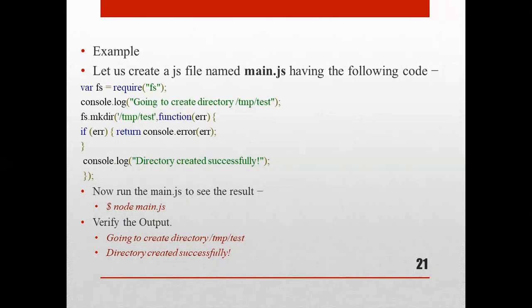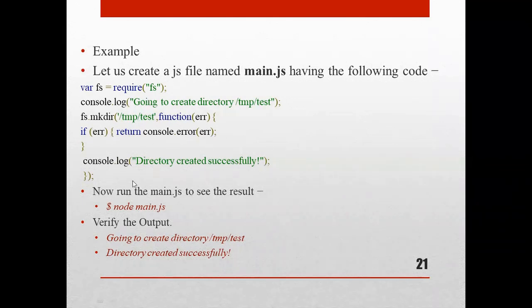Then how to create this directory? By using fs.mkdir. Use the mkdir method from the fs module. Inside the bracket pass the first parameter, the path of that directory, in single quotes: slash temporary folder, then the name of the directory, that is test, and pass a callback function. Inside the brackets, err. If there is any error, it will return console.error with that error. Otherwise, print the message that directory created successfully.